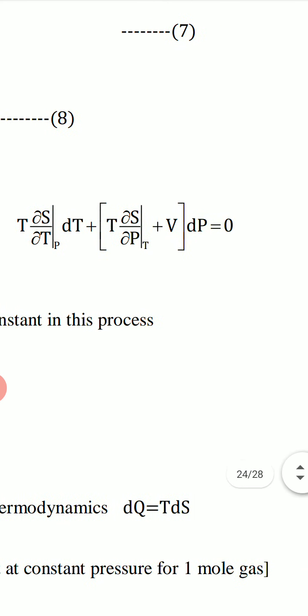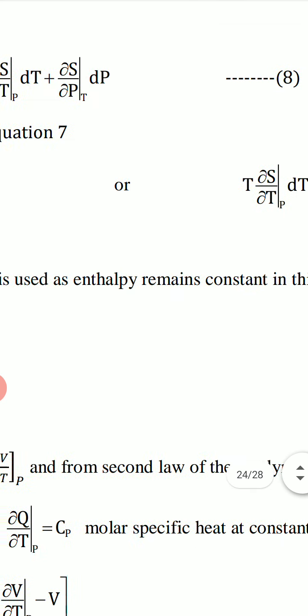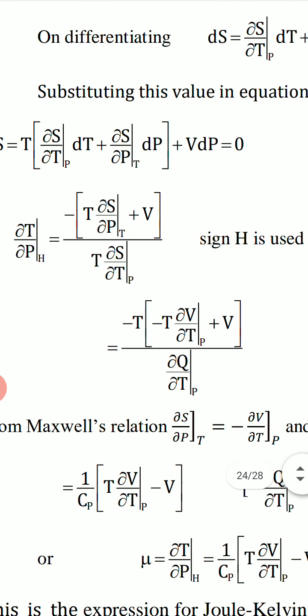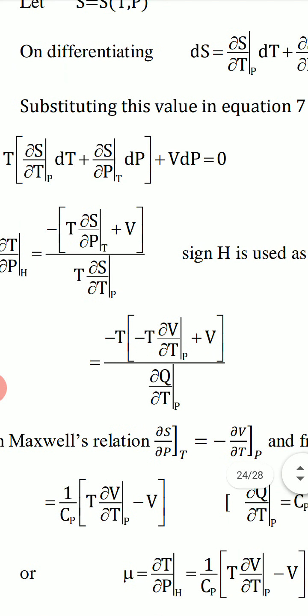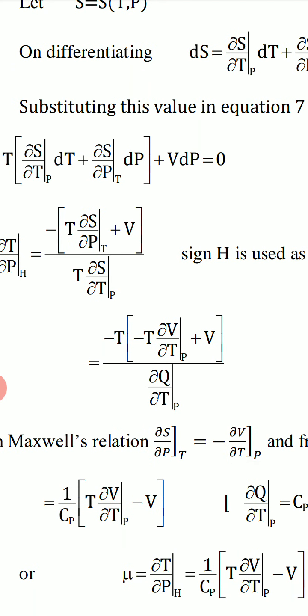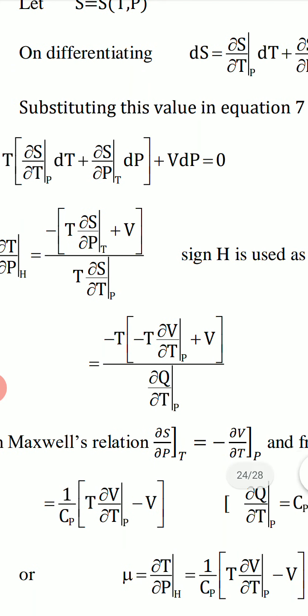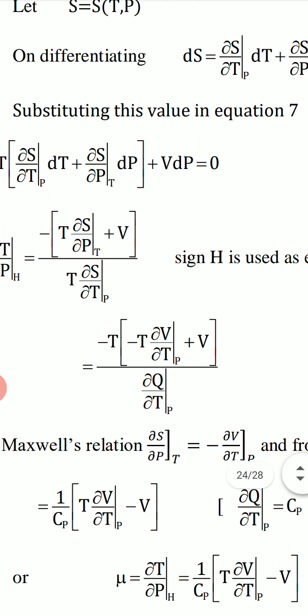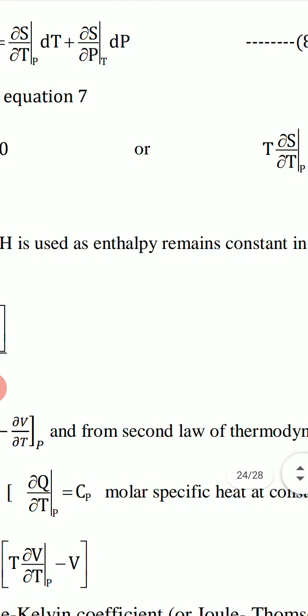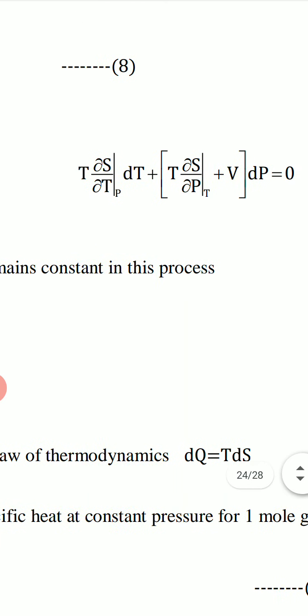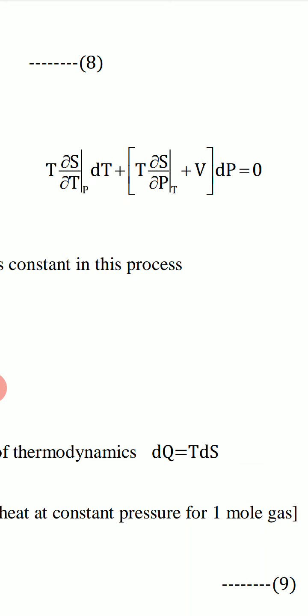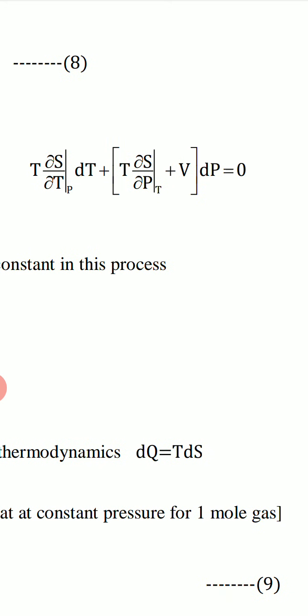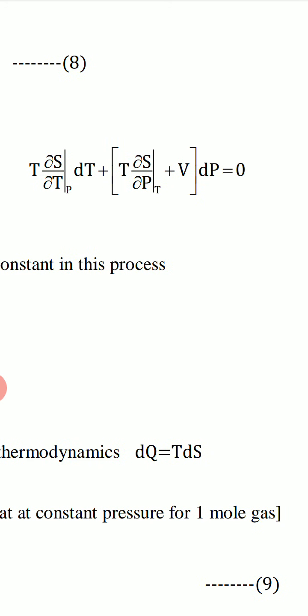And take dP common. dP is in these two terms. First term is T (∂S/∂T)_P dT with dP, and second term is V dP. So we write this equation as T (∂S/∂T)_P dT plus [T (∂S/∂P)_T plus V] dP. dP is taken common from the two terms.